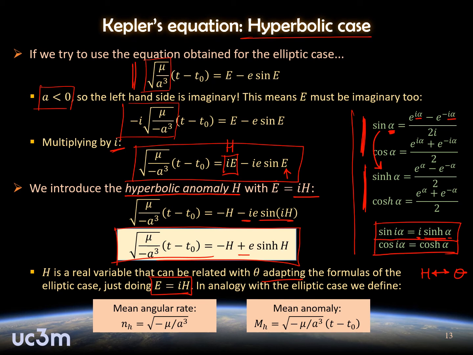Finally, in analogy with the elliptic case, we are also going to define two quantities, which are perhaps less meaningful in the hyperbolic case because it is not a closed orbit, but an open trajectory. But nonetheless, we still refer to them by those names. So we are going to call the mean angular rate in the hyperbolic case this square root, with already the minus inside it, so this is a real quantity. And also the mean anomaly in the hyperbolic case, which is in this case our non-dimensional time. Just as we did with the elliptic case, we can call all of this a single non-dimensional time variable, and that will be our M_H.